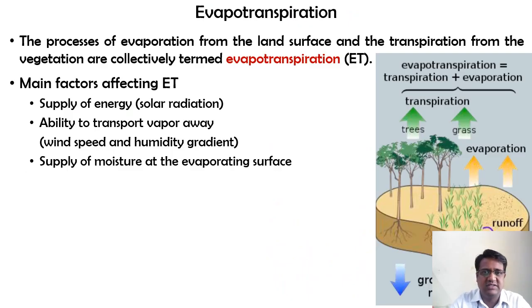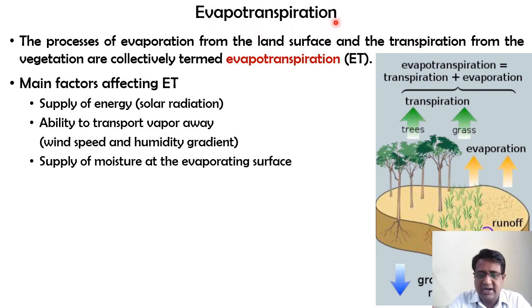Okay, so now the second major hydrological loss that we are going to consider is evapotranspiration. As the name itself suggests, it is a combination of evaporation and transpiration. So evaporation from the soil or the water body or any of the obstacles on the earth's surface, whereas transpiration will be through the plants. This combination we usually call evapotranspiration.